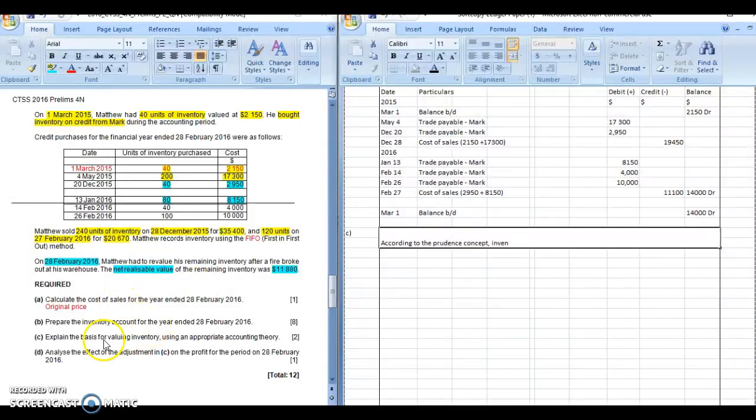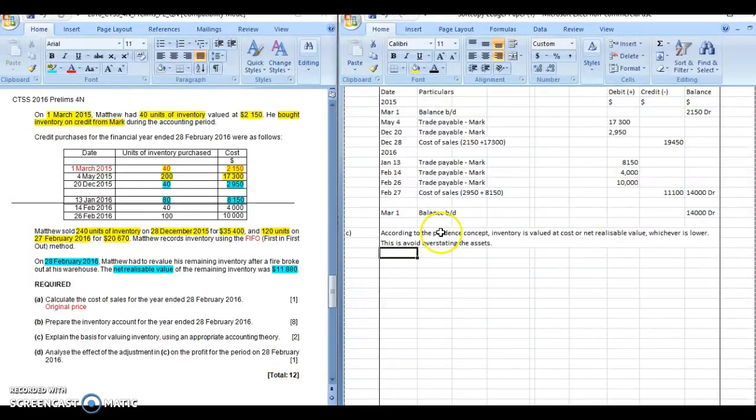we are going to answer the first part here, explain the basis for valuing inventory. Inventory is valued at cost or net realizable value, whichever is lower. This is to avoid overstating the assets. So the prudence concept is 1 mark, whereas the valuation of inventory here is the other mark.